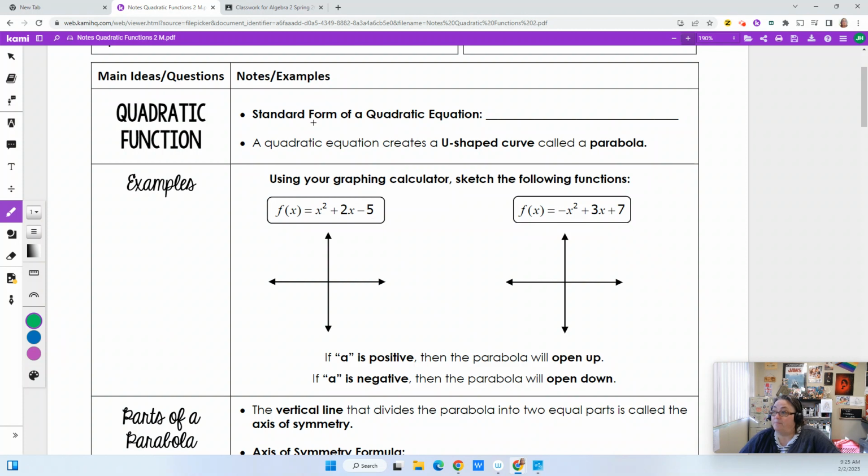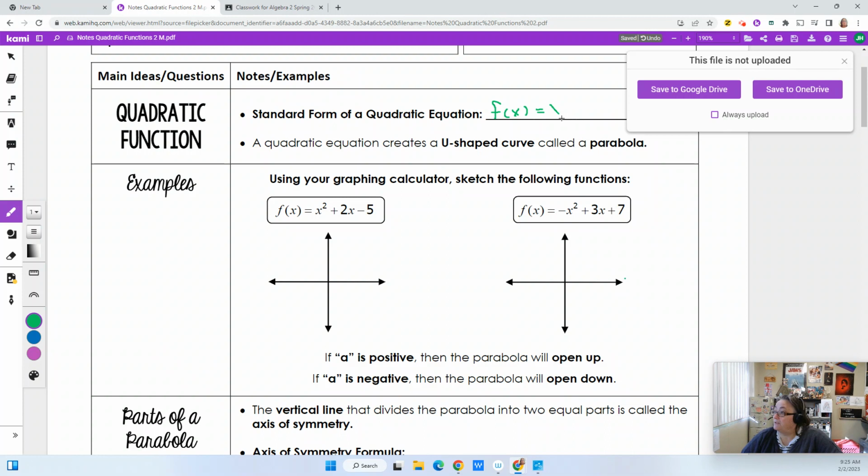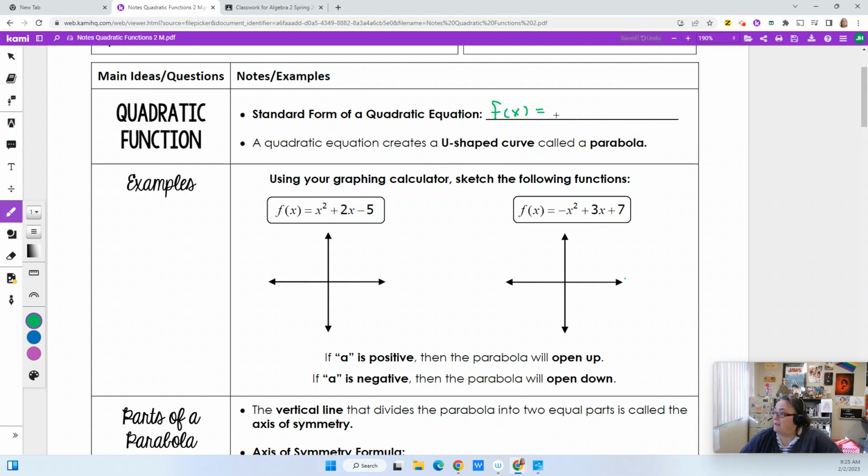quadratics. The standard form for a quadratic equation is f of x equals ax squared plus bx plus c.